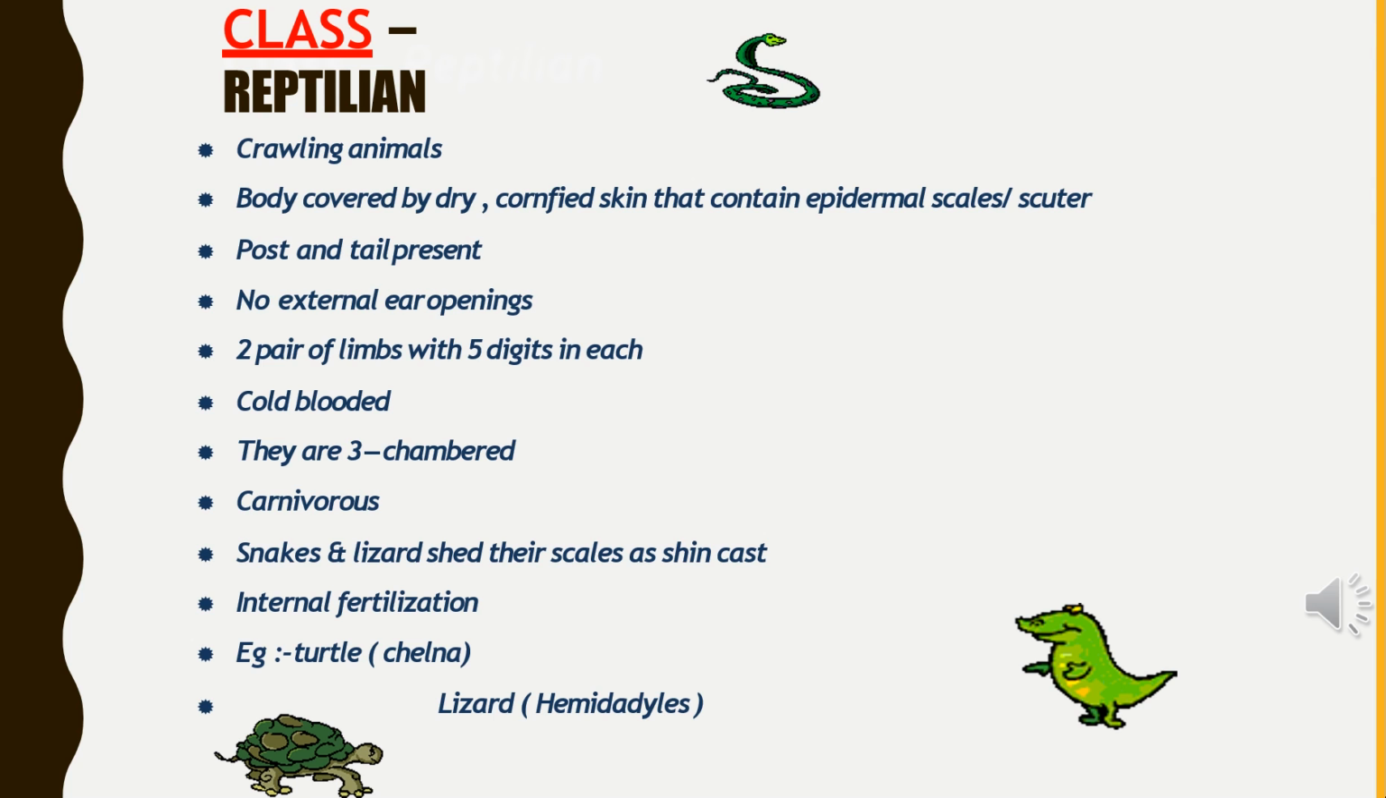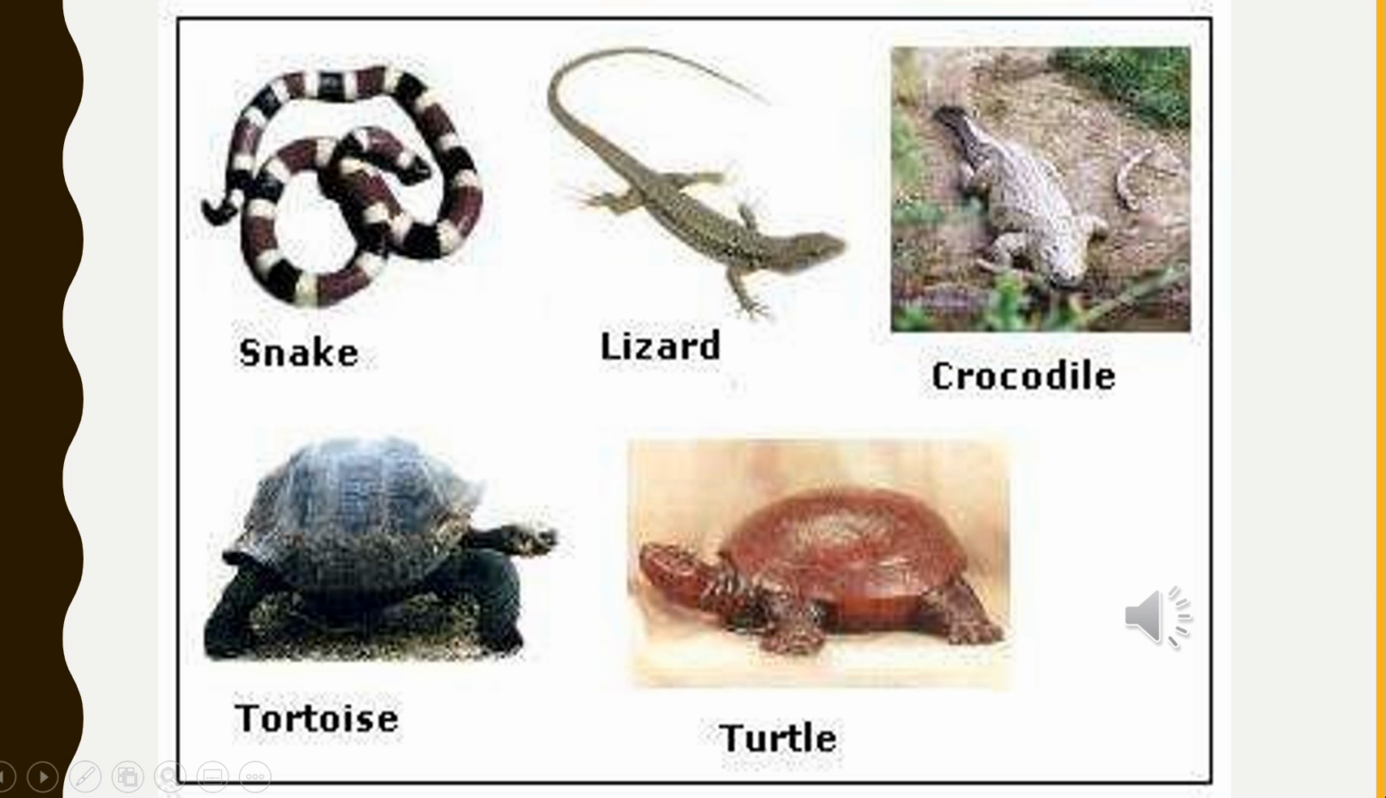Reptiles are poikilotherms, means cold-blooded. Snakes and lizards shed their scales as skin cast. Sexes are separate, fertilization is internal and they are oviparous and development is direct. Examples are turtle, tortoise, chameleon and garden lizard, Calotes and crocodiles, alligator. These are the different examples of reptilians. Naja, cobra, and Krait etc. In this slide you can see the pictures of different reptilians, crocodile, turtle, tortoise etc.